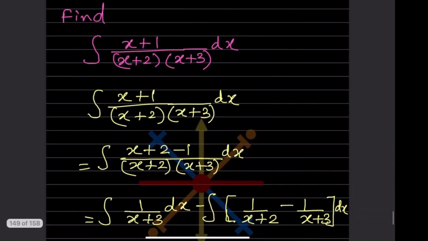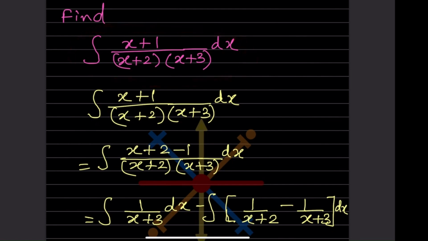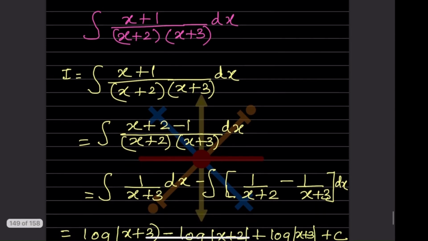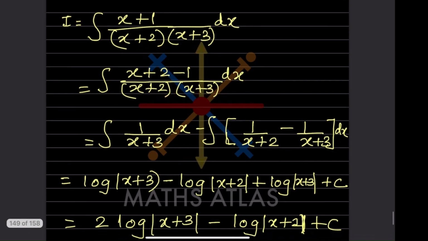Now we have to find this integration: x plus 1 divided by x plus 2 into x plus 3 dx. Let us consider, you can also write here as I. This I is, we will repeat this same over here. Now we can also write the plus 1 as plus 2 minus 1 dx, and the denominator is the same.